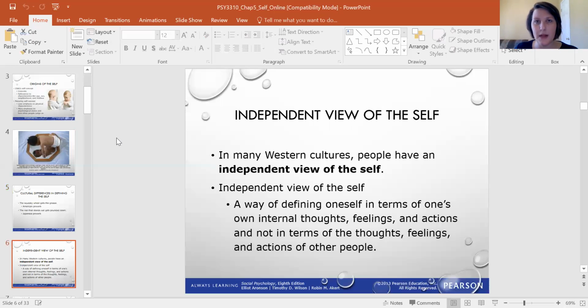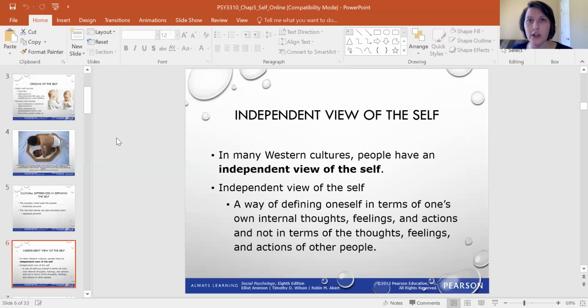This independent view of the self is thinking about oneself in and of themselves. So your own internal thoughts, how you feel, how you behave, how you act. And it's not based off of your family. It's not based off of your friends. It's not based off of your country or culture. It's based off of you.